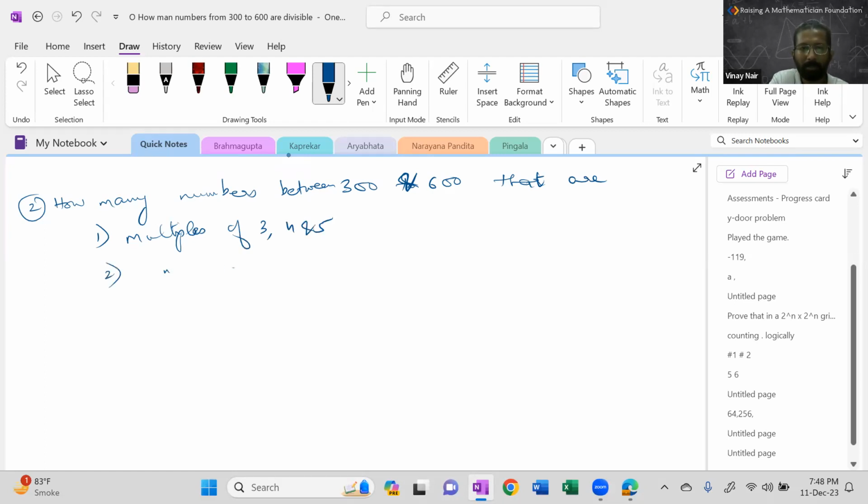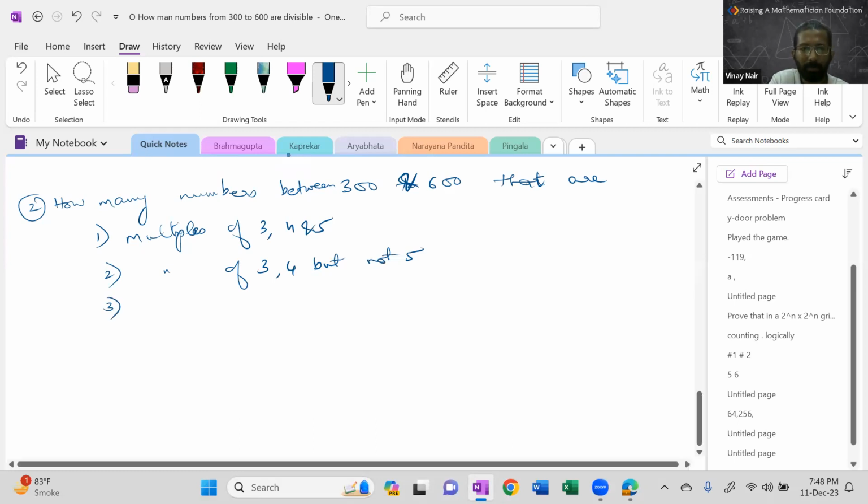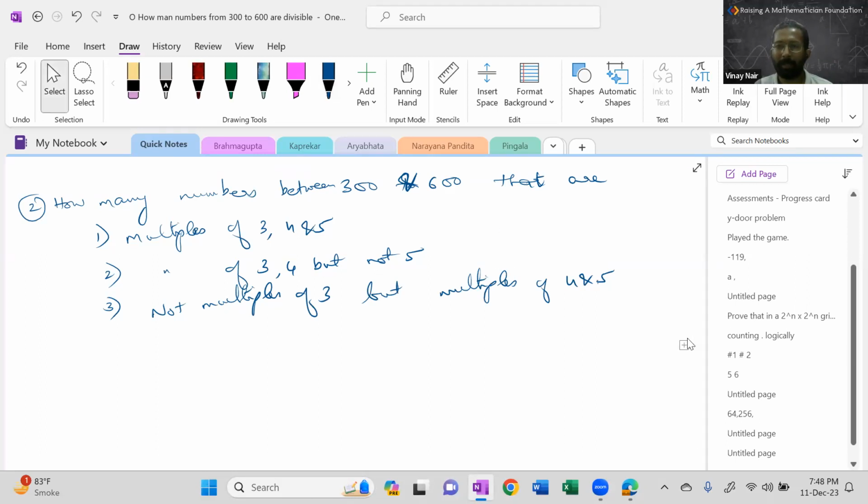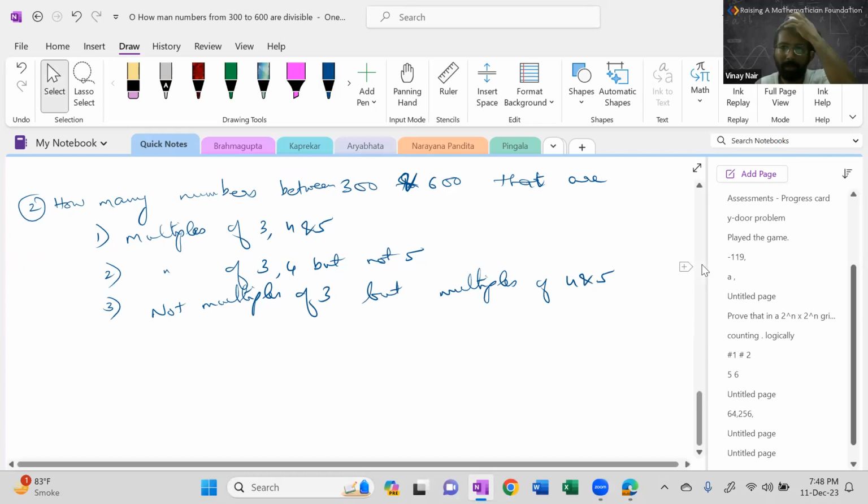Second, multiples of 3, 4, but not 5. Third, not multiples of 3, but multiples of 4 and 5. Let's see. I would suggest you draw a Venn diagram for this one and look at it.